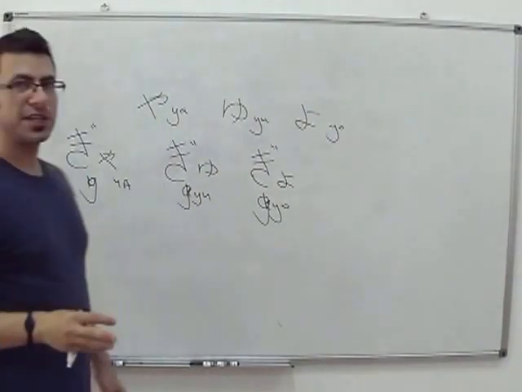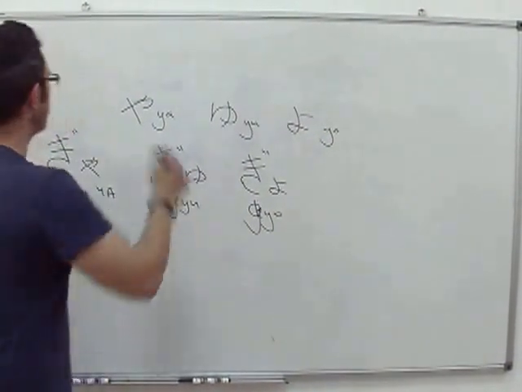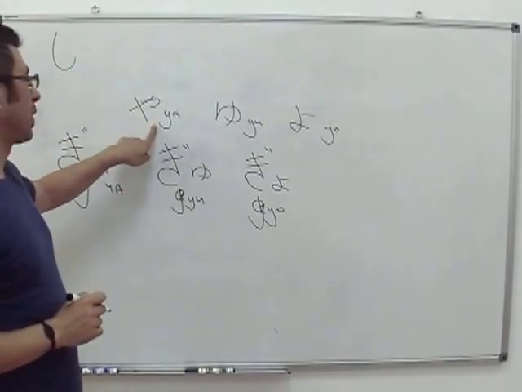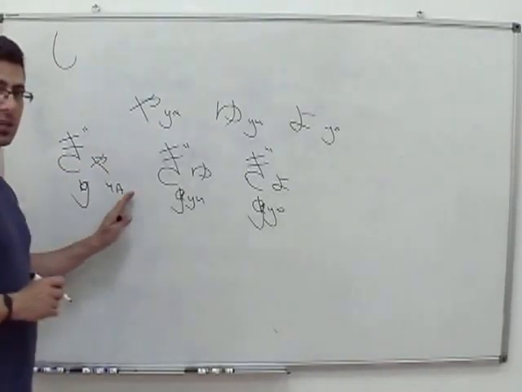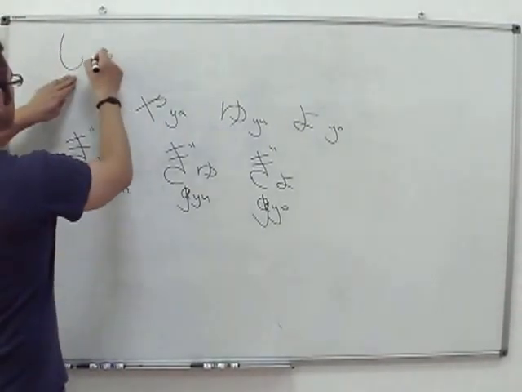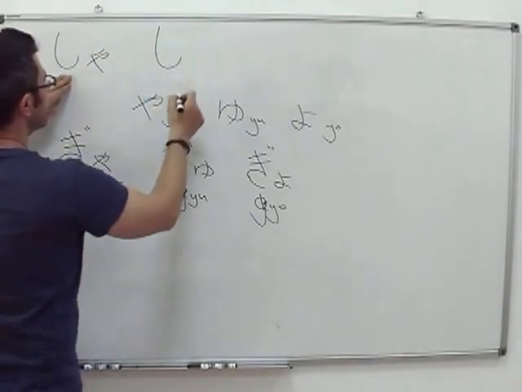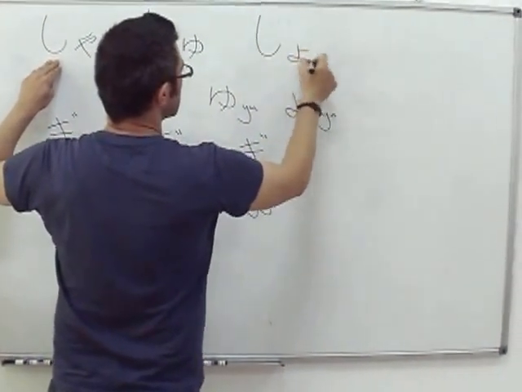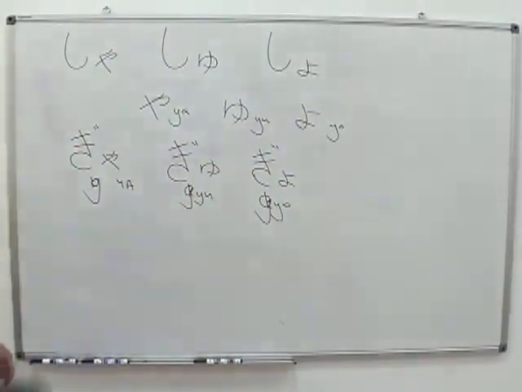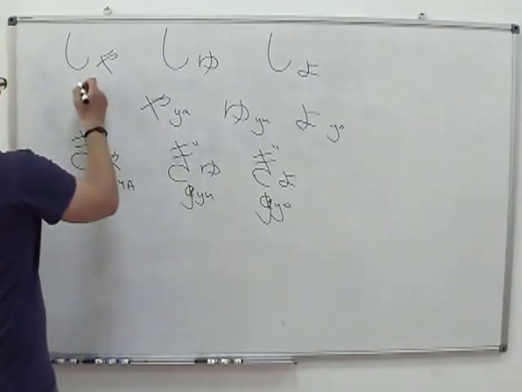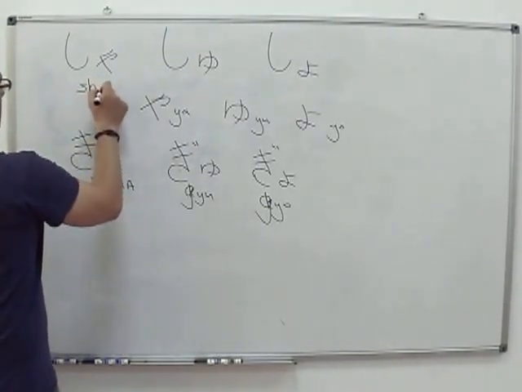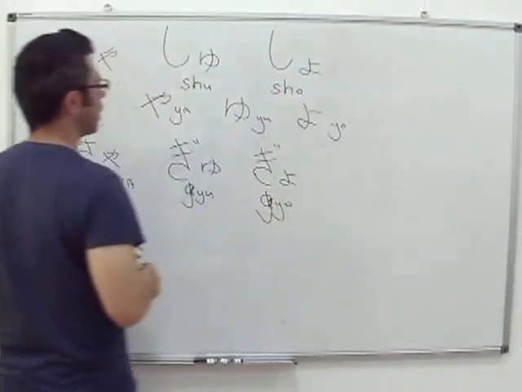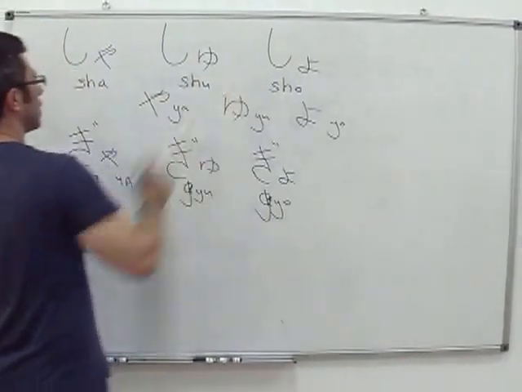Then from sa, shi, su, se, so, the E sound is shi. That's why we can make a combination with the small ya, yu, yo. Again, like ki. Shi, sha. Shi, shu. Shi, sho. Let's write in Roman letters. Sha, shu, sho. Sha, shu, sho.